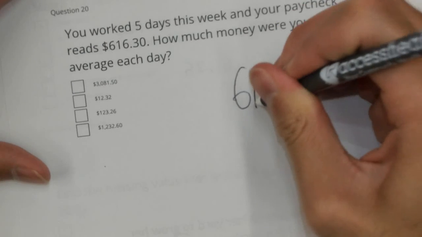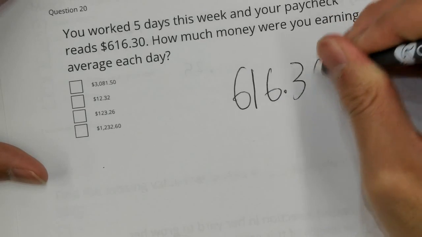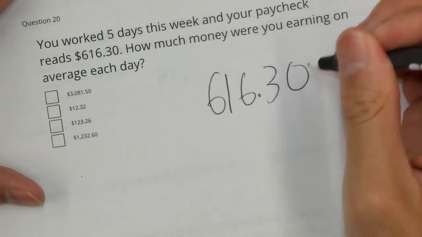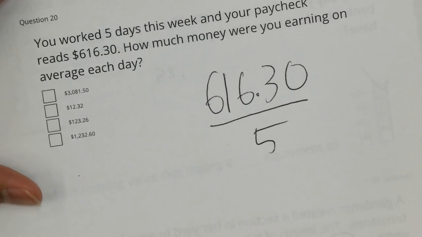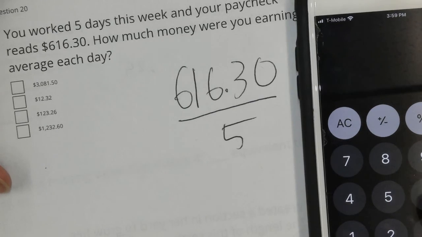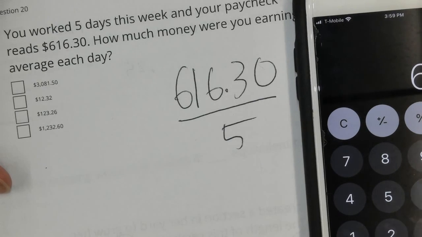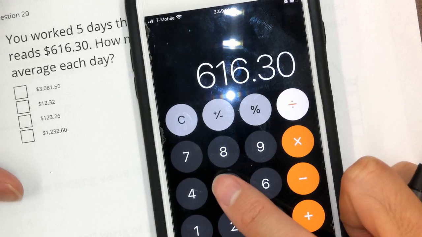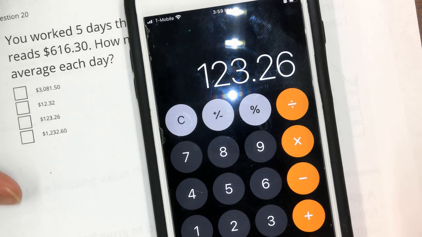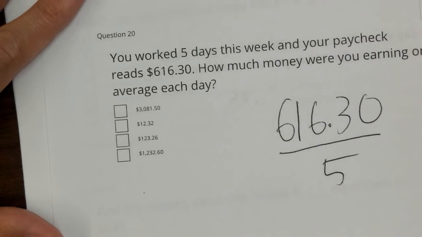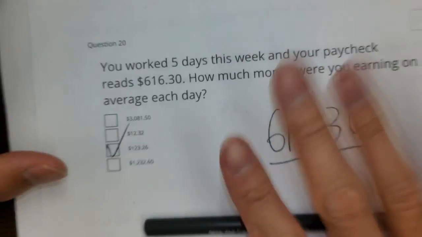Well, we know $616.30. We made that in 5 days. So to find the average, you just divide those two numbers. That's how much she made in 5 days. So if I divide that by 5, I'm going to get how much she made on 1 day, or the average, $123.26. Boom. And that's all it is, kids.